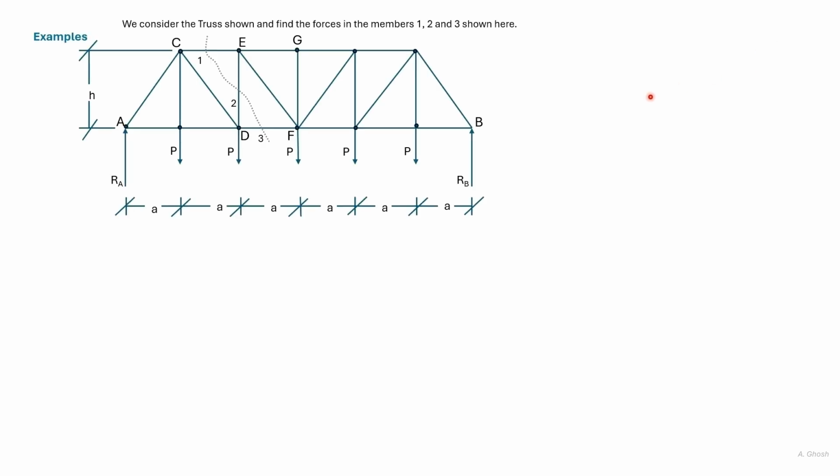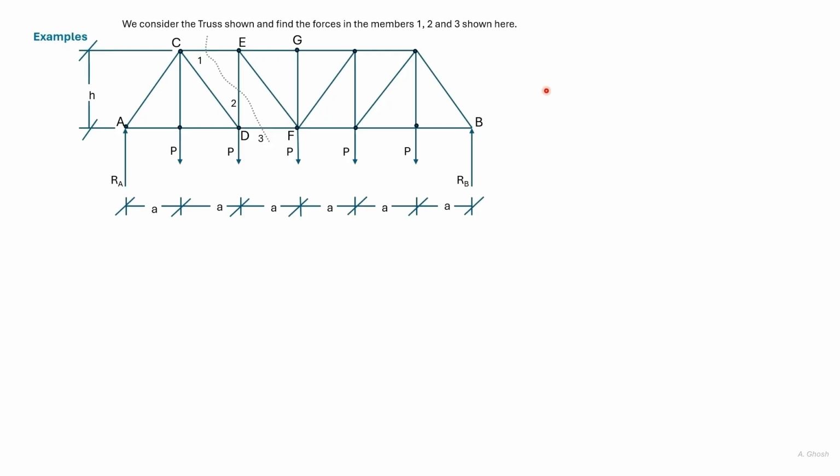We start looking at problems involving trusses. So this is a symmetrical truss, as you can see. The height here is given as h. There are 6 bays, each of dimension a. There are 5 forces, each of magnitude P. And the forces are also symmetrical. The reaction at A would be 5P by 2 due to symmetry, and the reaction at B would be 5P by 2 due to symmetry.